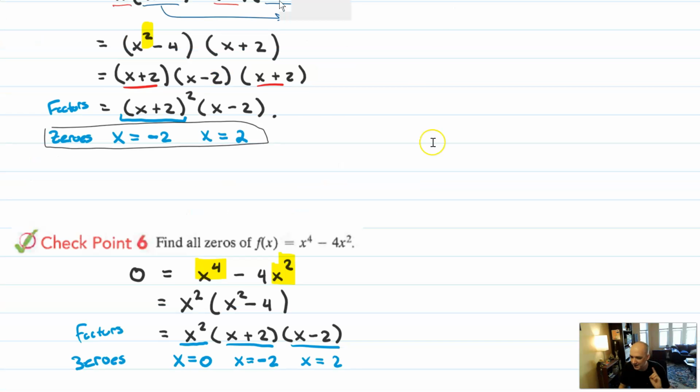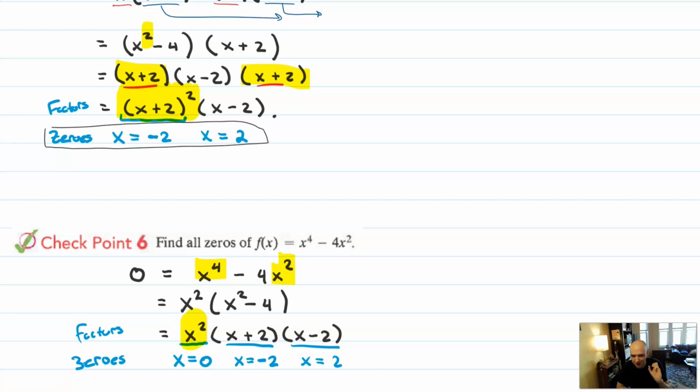I want to highlight something really critical that's happened though. In both of these examples, we had a factor in our final factored form that appeared more than once. We had that x plus 2 that had appeared twice in the equation, and we wrote as x plus 2 squared. Additionally, in checkpoint 6 here, we had the x squared term. That's really right, x times x.